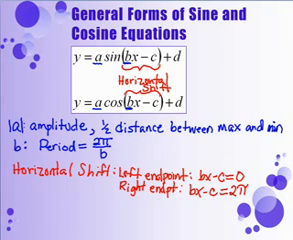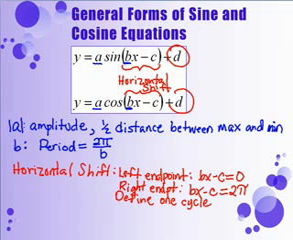And this is going to let us define one cycle, and then we can just repeat the pattern to get the rest of the graph. Now this last part is our vertical shift. So D defines your vertical shift.